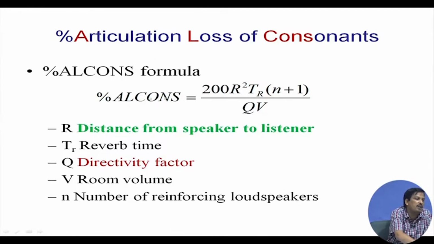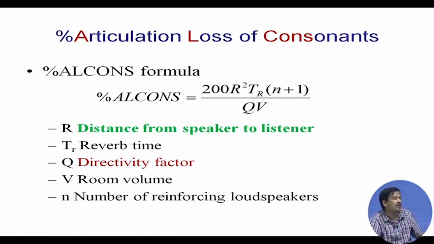The formula for percentage Alcons is 200 into R square, where R is the distance, Tr is the reverberation time, N is the number of reinforcing loudspeakers plus 1, divided by Q, the directivity factor, and V is the volume. So, if all the parameters are given, I can calculate the percentage Alcons.